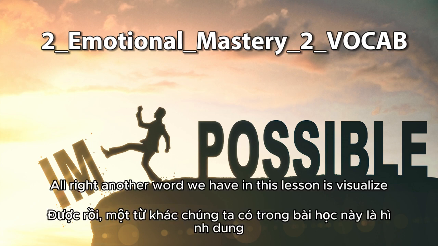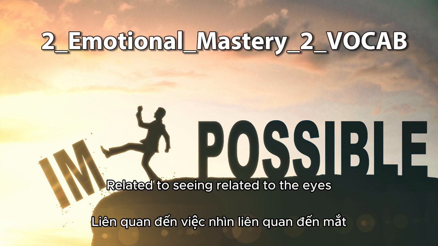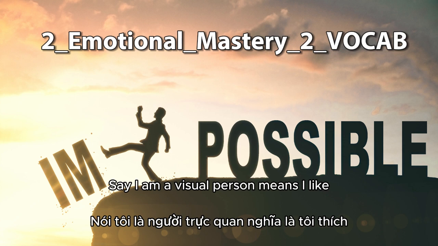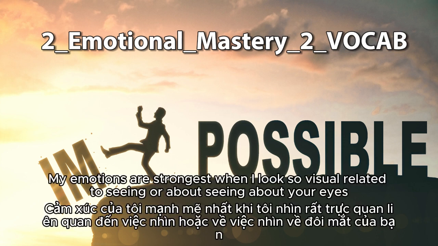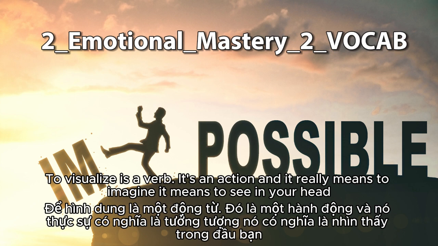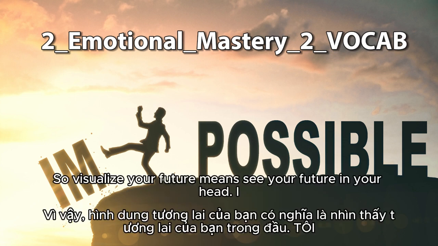All right, another word we have in this lesson is visualize. You probably know visual. Visual means related to seeing, related to the eyes. So I am a visual person means I like to look at things. My emotions are strongest when I look. So visual, related to seeing, about your eyes. To visualize is a verb. It's an action. And it really means to imagine. It means to see in your head. So visualize your future means see your future in your head.